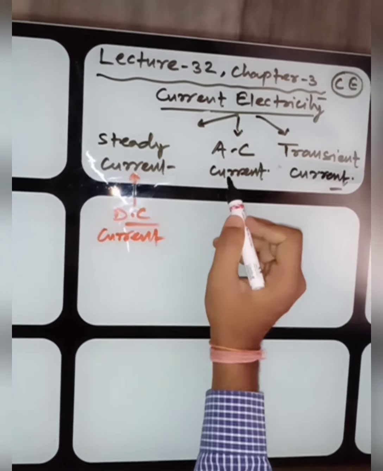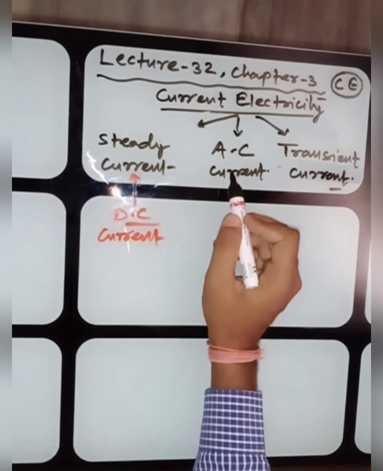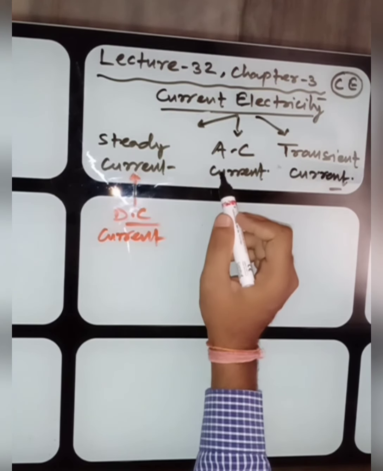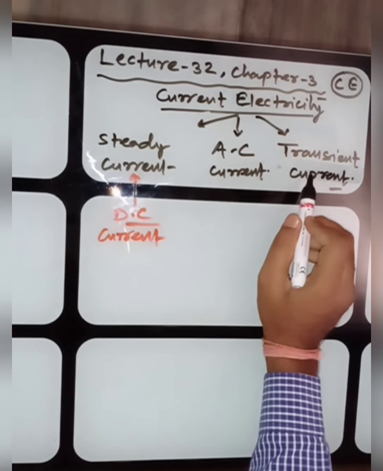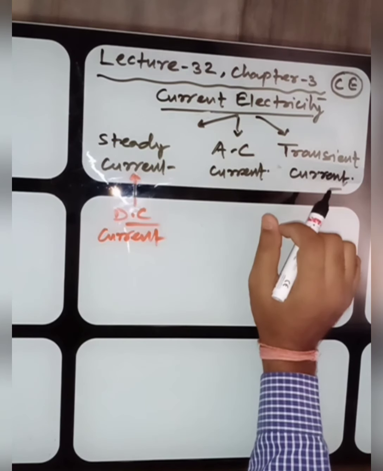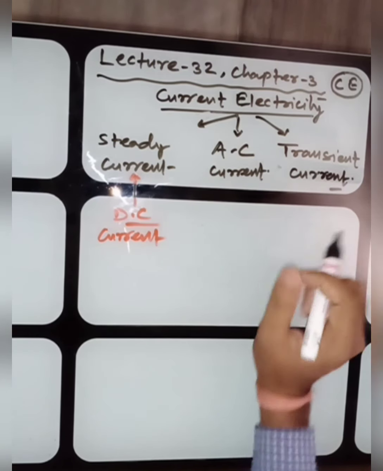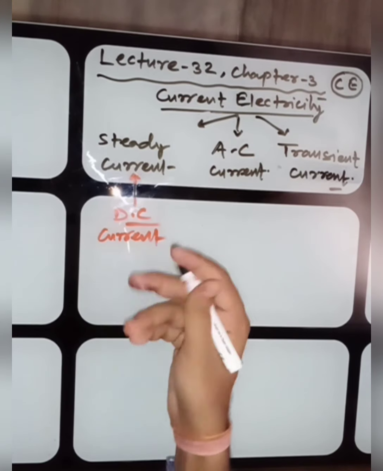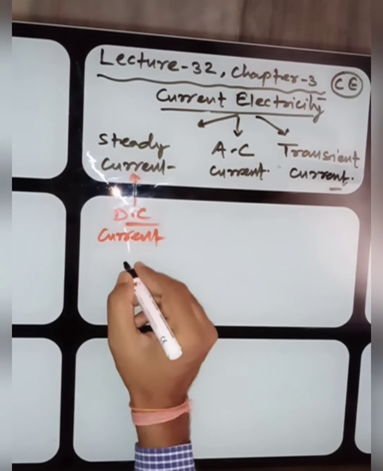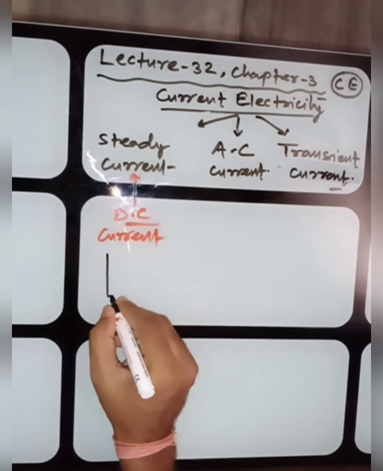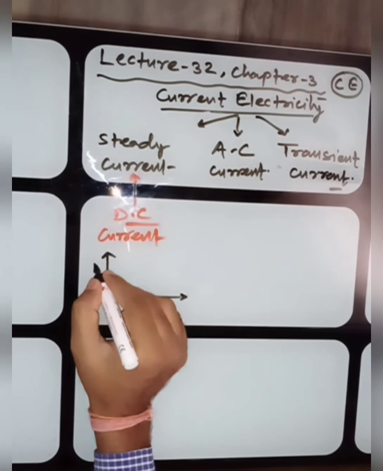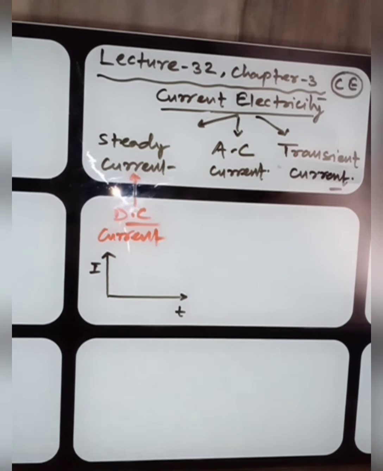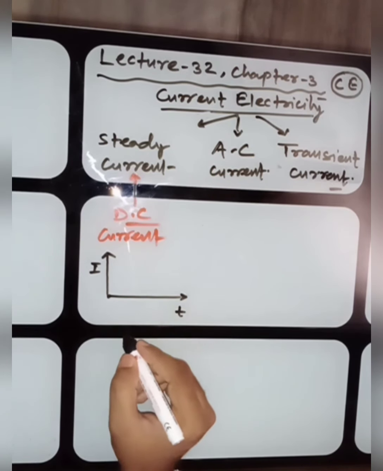Now this steady current you will find in conductors. This AC you will find in conductors even, and in electronic circuits. This transient current you will study, and it is found in inductors and capacitors. Now DC, what will be the nature of direct currents? So I'm showing here direct current using a graph. If it is current and it is time, then in DC, that is the direct current.